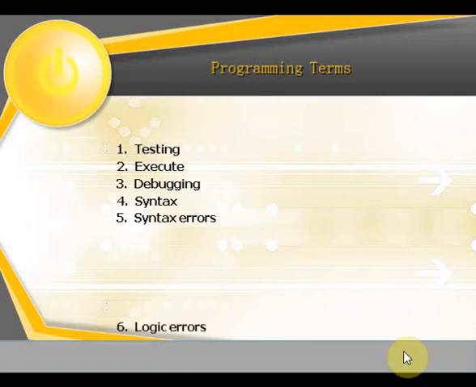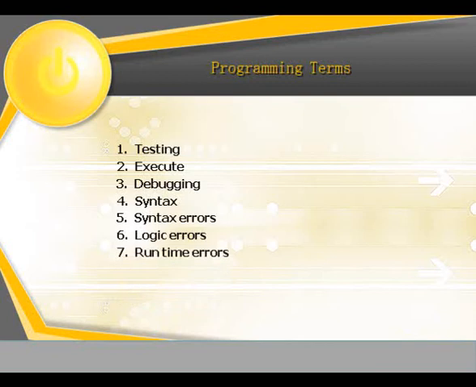The next term that you should be aware of is logic errors. A logic error is a flaw in the design that causes an inaccurate result when you run a program. Cool? For instance, let's say you accidentally put a division by 0 in your program. You know, dividing by 0 will give an error, right? Cool. Runtime errors, that's the next one. Runtime errors basically occur when you run a program.